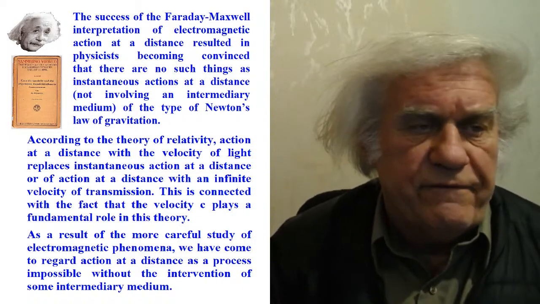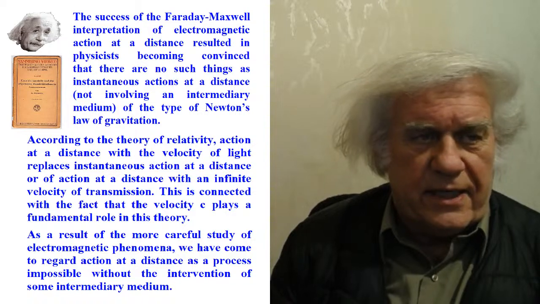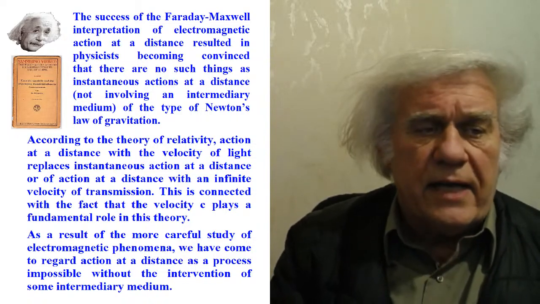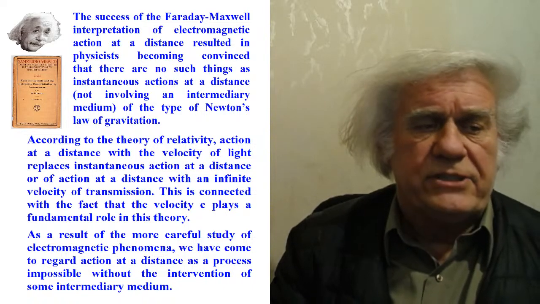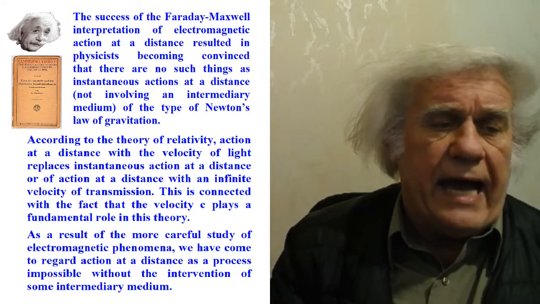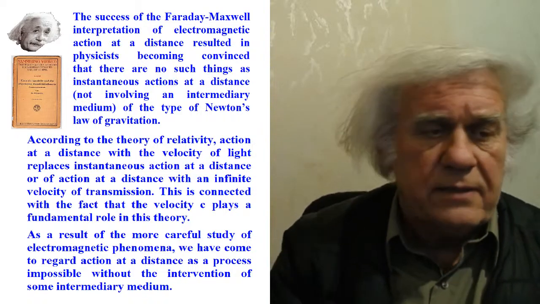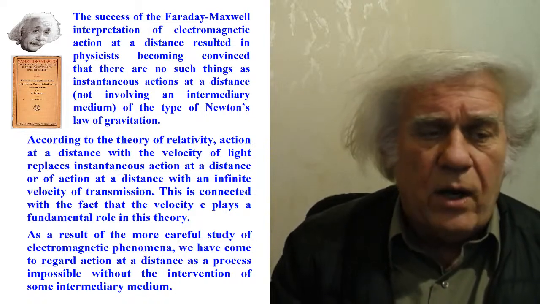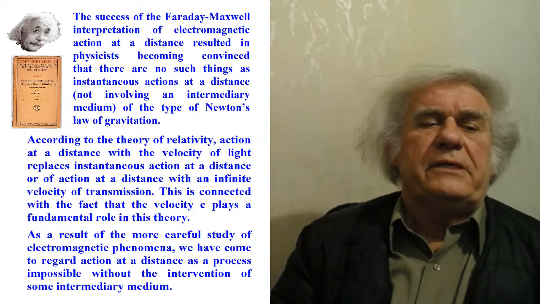It says the success of the Faraday-Maxwell interpretation of electromagnetic action at a distance resulted in physicists becoming convinced, okay? Talking about people at the beginning of the 20th century, right? Convinced that there are no such things as instantaneous action at a distance, not involving an intermediary medium of the type of Newton's law of gravitation. Okay, according to the theory of relativity, action at a distance with the velocity of light replaces instantaneous action at a distance, or action at a distance with an infinite velocity of transmission. This is connected with the fact that the velocity c, little c, right, velocity of light, plays a fundamental role in this theory. As a result of the more careful study of electromagnetic phenomena, we have come to regard action at a distance as a process impossible without the intervention of some intermediary medium.